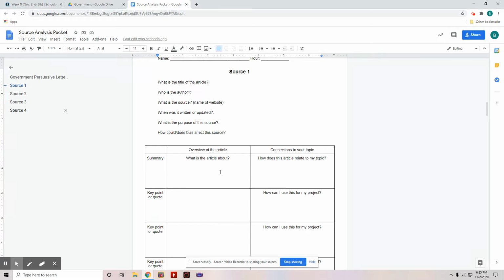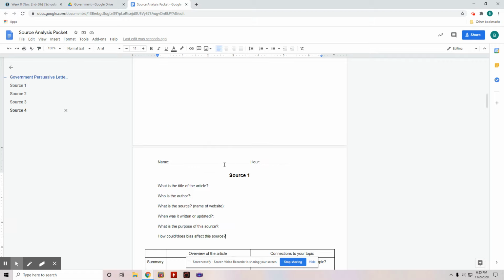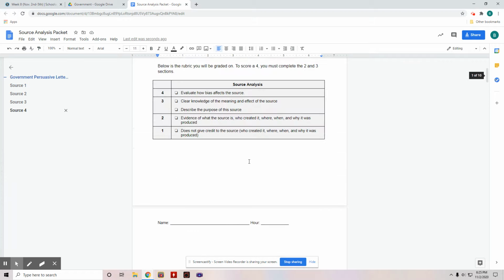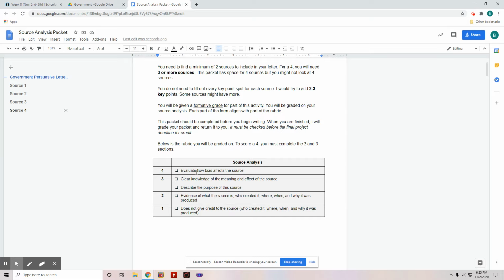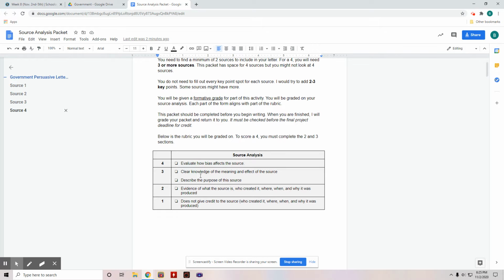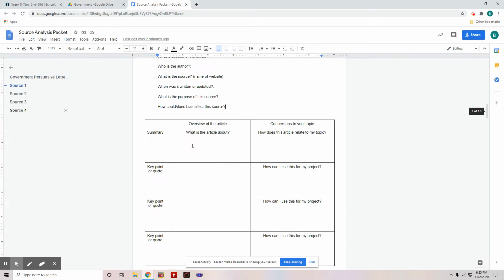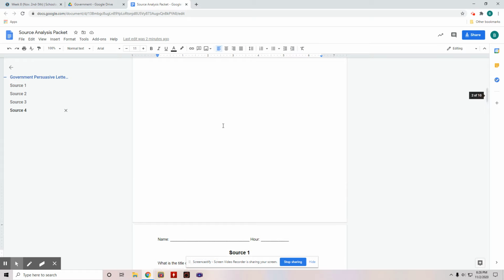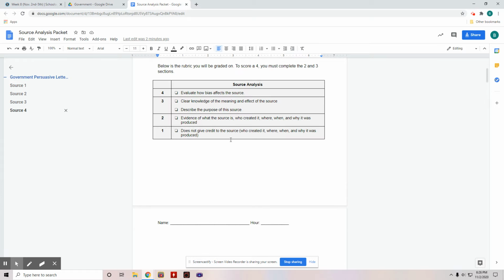You want to make a copy of this. Don't share it with me yet, because if you share it with me, I'm going to assume you're done. You may go back and realize that you made a mistake. If you want a 3, you need to make sure that you clearly explain to me where it's coming from and describe why you're using it. If you want the top score, you have to answer this bottom question right here. How does bias affect my source? Again, that is, how do I know my source is fair? So there's the scale for how I grade you.